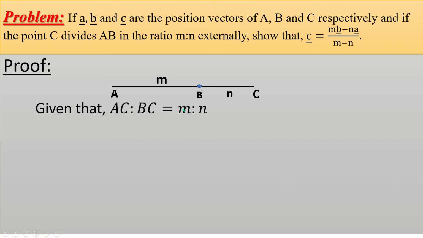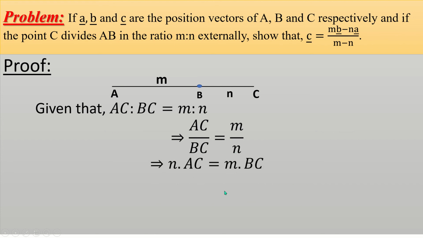So AC is to BC. In the previous problem there was AC is to BC, but C was in the middle, in between the points A and B. But here C is out of the line AB. Clear? So AC is to BC equals M is to N. AC by BC equals M by N.